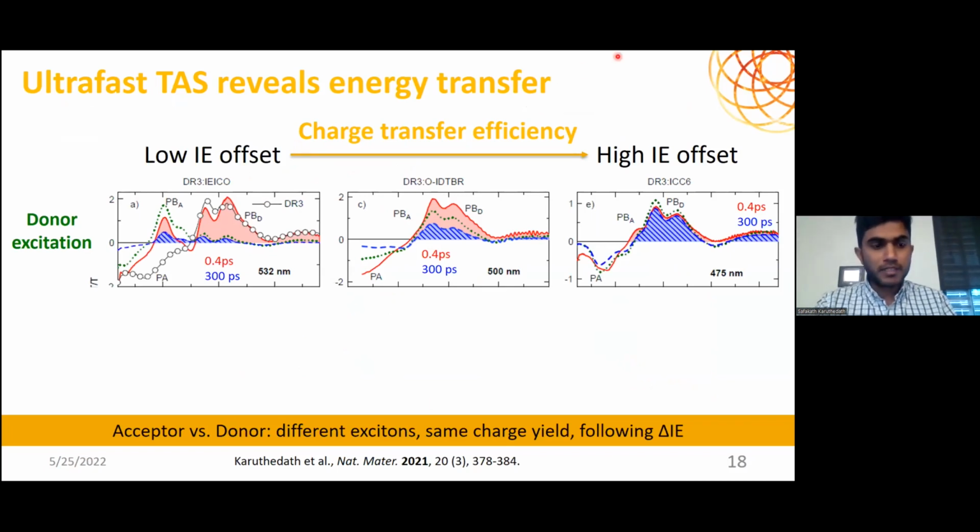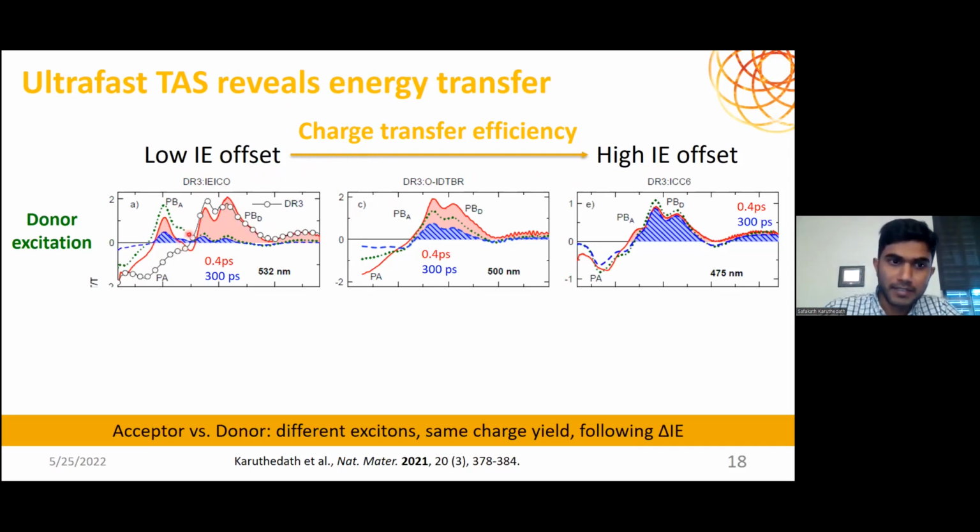I'm trying to simplify this message from this very complex spectra. I selected three systems. One has low IE offset, one has medium IE offset, and one has high IE offset. You can see two shaded areas, the pink color and the blue color. Pink is the spectra we obtained at 400 femtoseconds, and the blue one is the spectra we obtained at 300 picoseconds, which is the typical time for CT or even free charge generation.